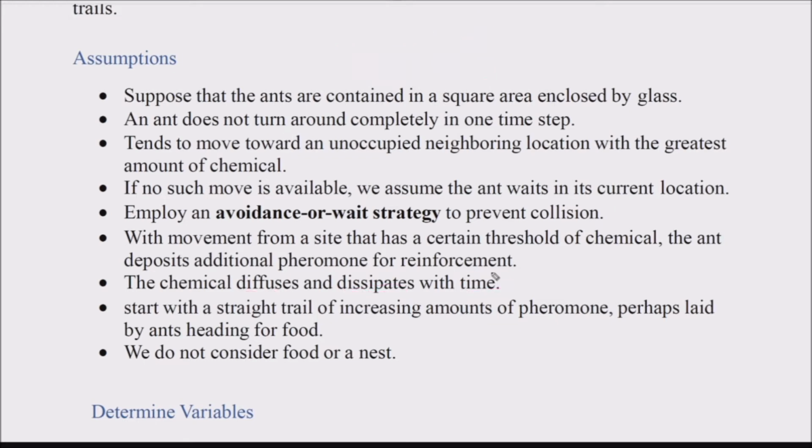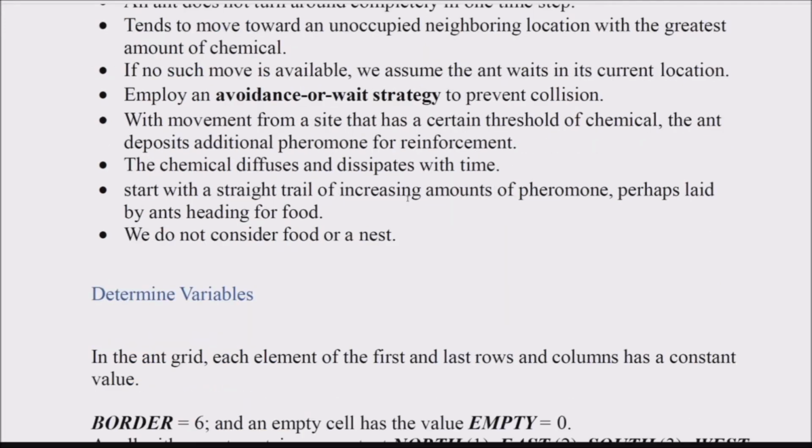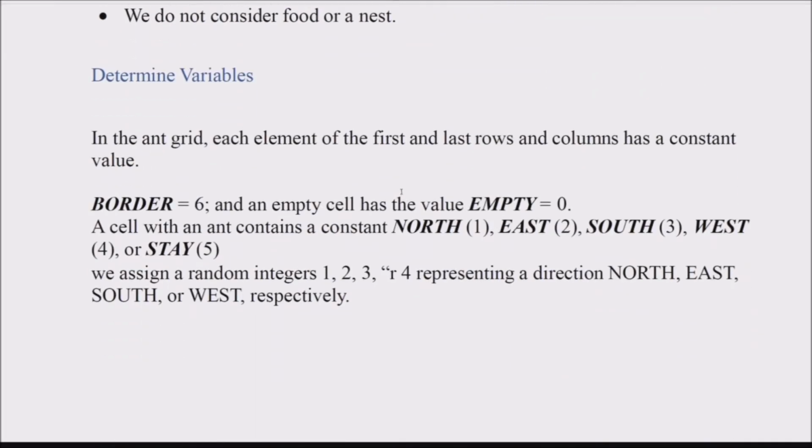So saying that, let's move on to determine the variables. So we have a closed container as we said before. The closed container is the walls that we have, so we call it the border. So we have some sort of a border, right?